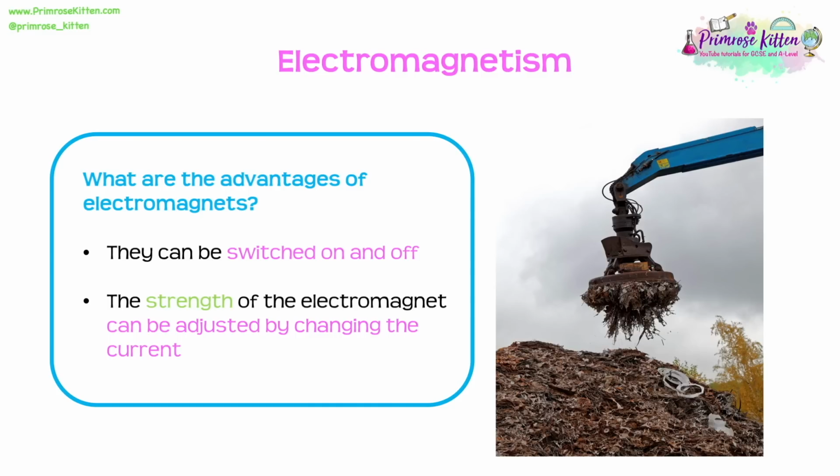Another great advantage of electromagnets is that the strength of the electromagnet can be adjusted simply by changing the current. If we increase the current, we get a stronger electromagnet. Whereas if we have a permanent magnet, the strength of that magnet is just the strength of that magnet.